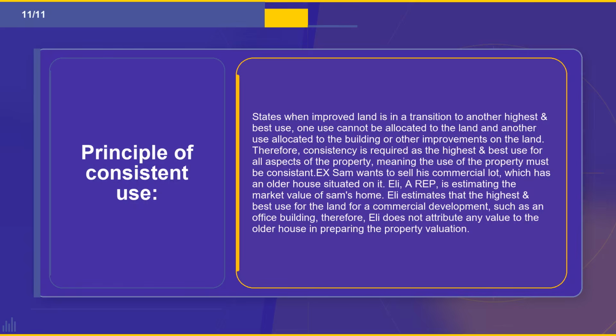Example: Sam wants to sell his commercial lot, which has an older house situated on it. Eli, a realtor, is estimating the market value of Sam's home. Eli estimates that the highest and best use for the land is a commercial development, such as an office building. Therefore, Eli does not attribute any value to the older house in preparing the property valuation.